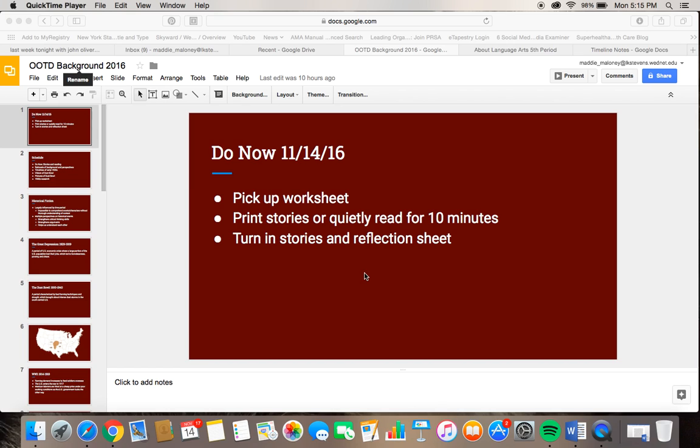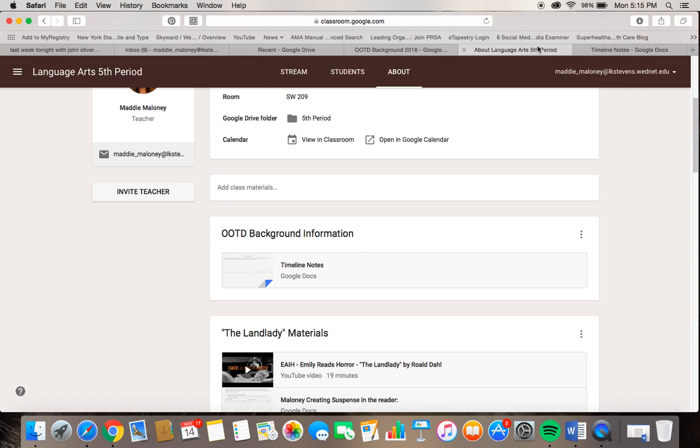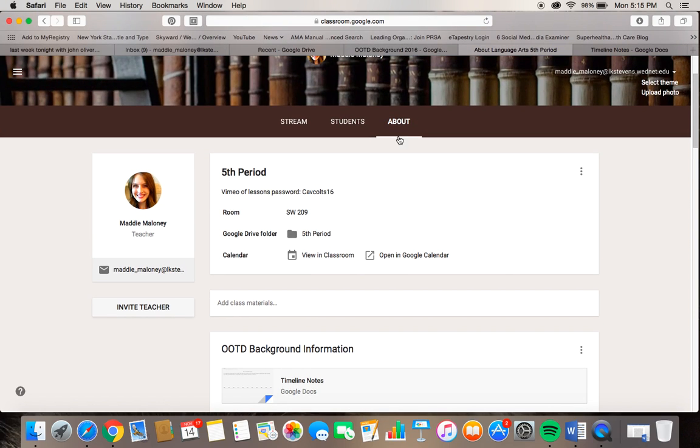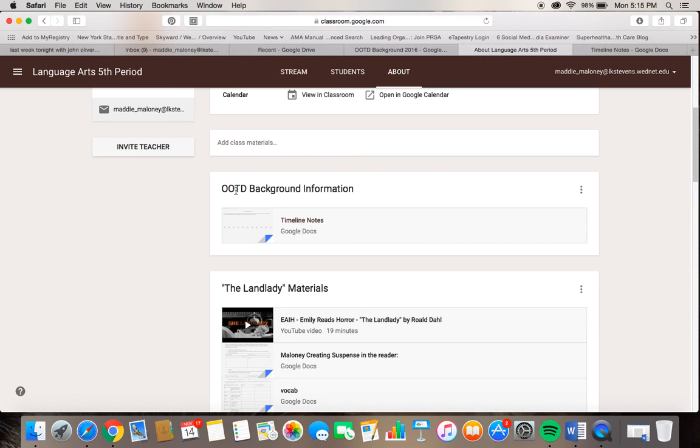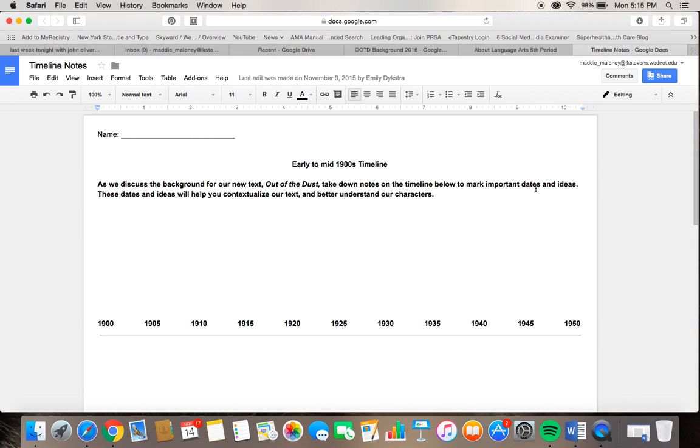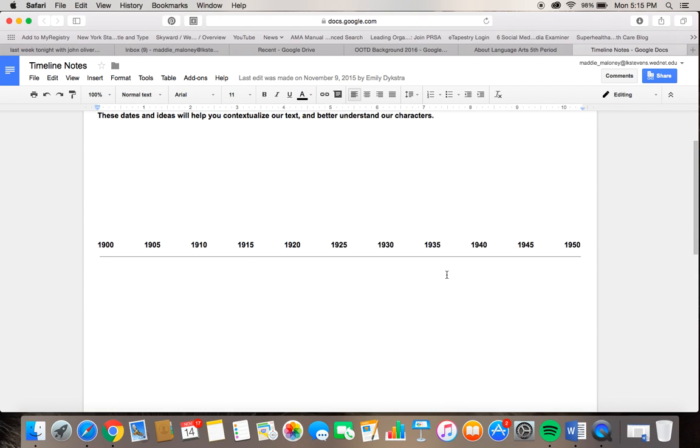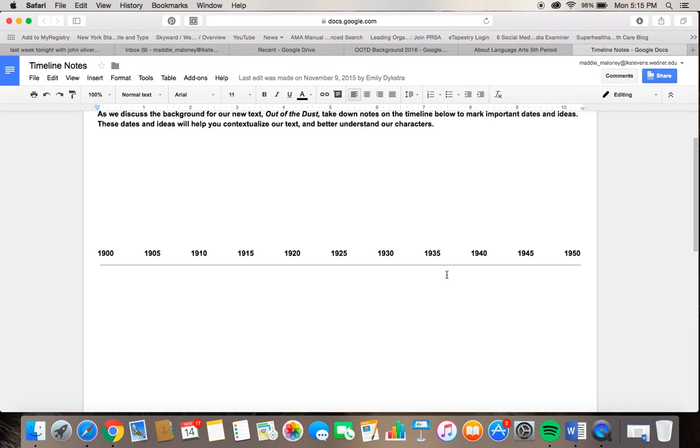So as you can see here for your do now, I wanted you to pick up a worksheet which you can find on Google Classroom under the About section. You can go down to OOTD, which stands for Out of the Dust, Background Information. I would like you to make either a digital or an actual printed copy of this timeline. We're going to be using this timeline throughout the work that we do with our new book, Out of the Dust. So it's going to be important that you do have the notes for this timeline.